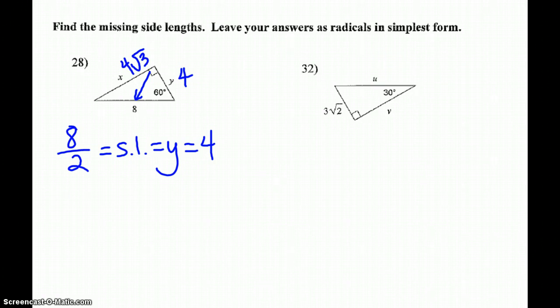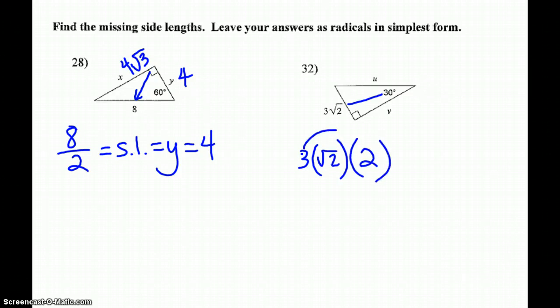Let's look at the next problem, 32. In this picture, they're giving us the side that's across from the 30-degree angle, therefore they're giving me the short leg. My rule is to take the short leg to get to hypotenuse. I'm going to multiply it by 2. Okay, these numbers are the only two numbers that can be multiplied together. You're only doubling the outside number. So u has to be 6 root 2, because 3 root 2 times 2 is just 6 root 2.